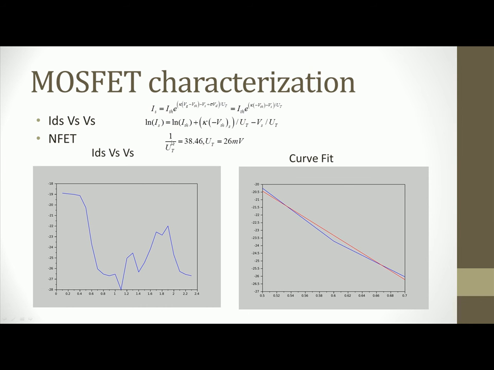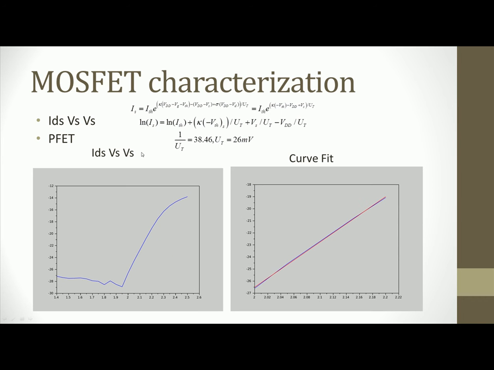For the source sweep, it is different, but we still use the substrate current equation and derive it to get a straight line and do a curve fit. Actually we get a very ideal UT. For the PFET, it's the same thing, just the area of the curve fit is different.